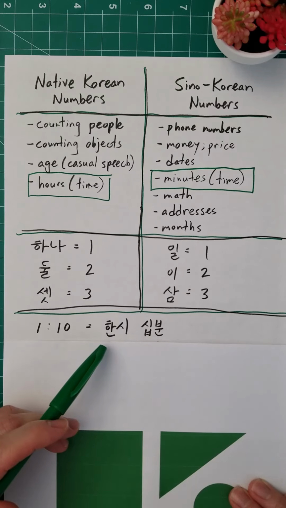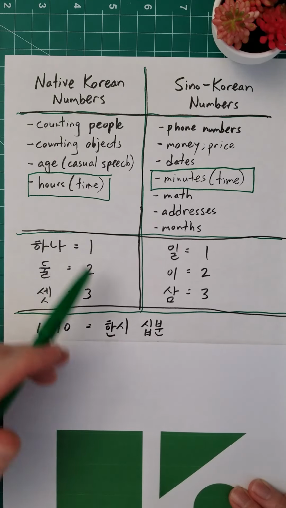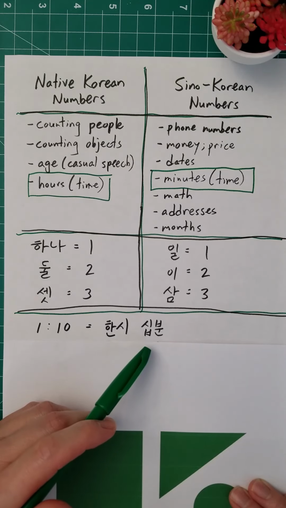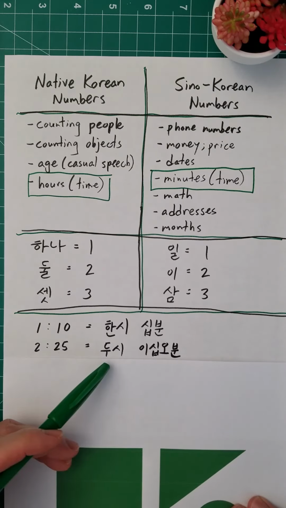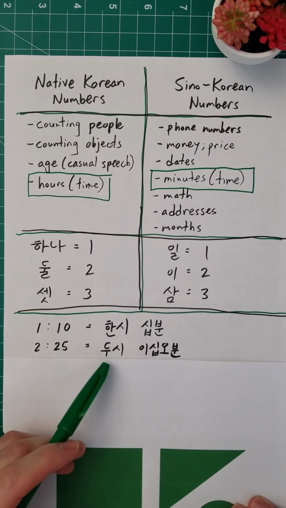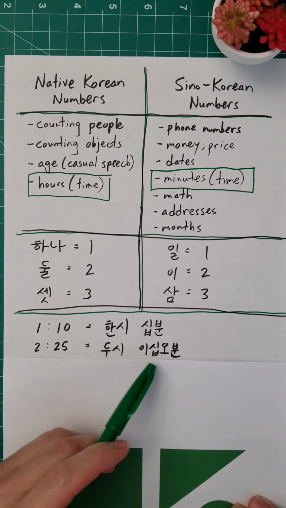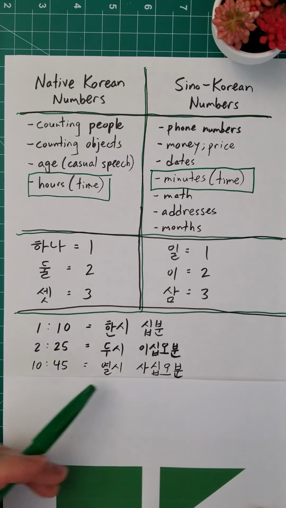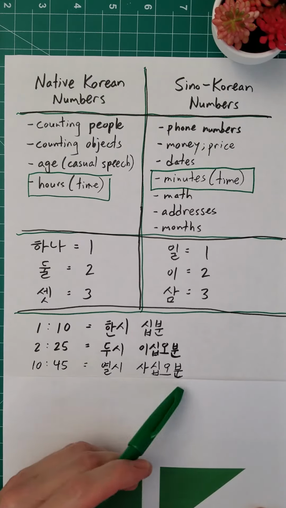So you can see here the native Korean number for 1 is 하나, but it changes form here to 한. And then 10 is Sino-Korean 십. 2:25 is 2시, 25분. So not 둘시, but it changes form, 두시, and then 25분 is the Sino-Korean number for 25. 10:45 is 10시, 45분.